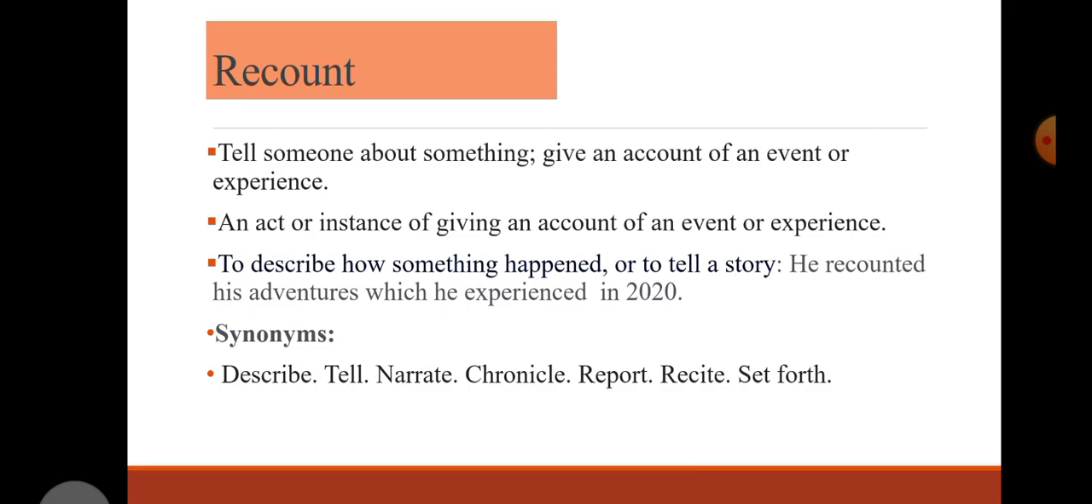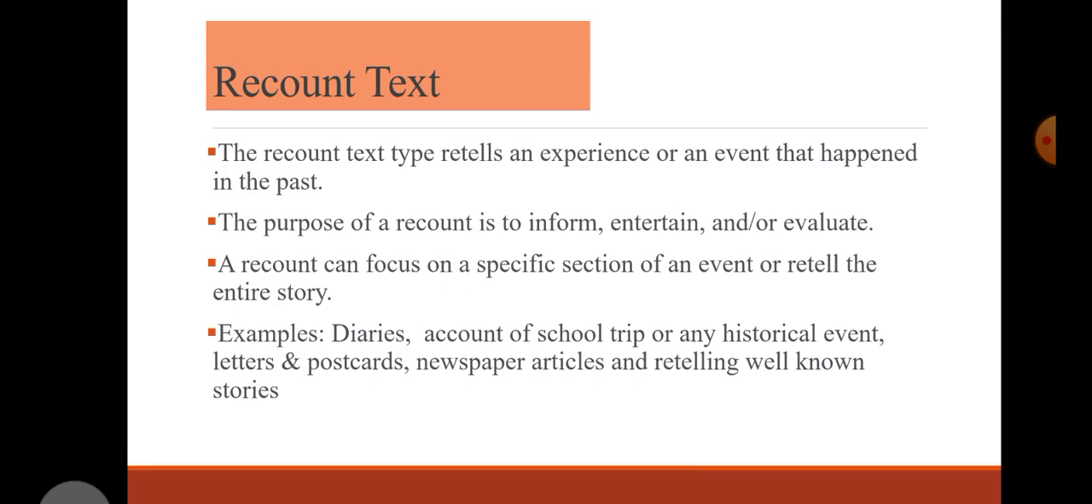So now, what is a recount text? The recount text type retells an experience or an event that happened in the past. In your childhood, something happened to you, whether it was good or bad, you still have that particular thing in your mind, and you can explain it, you can tell it to others in your adulthood. So that was the idea of an event of the past, and you are going to narrate or share it now when you are a young boy.